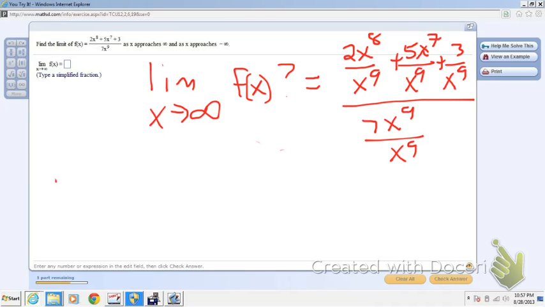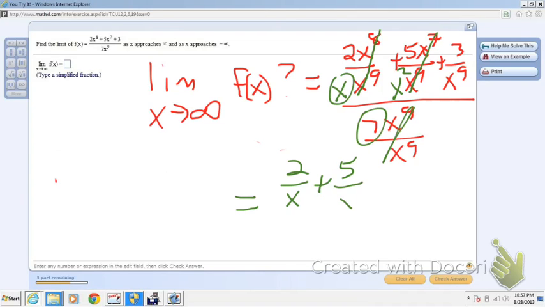Okay, x to the 8th and x to the 9th, there's going to be 1 x left on the bottom. Here there's going to be x squared left on the bottom. Here there's just going to be a 7 left in the total denominator of the fraction. So if I clean that up, I'm arriving at 2 over x plus 5 over x squared plus 3 over x to the 9th, all over 7.